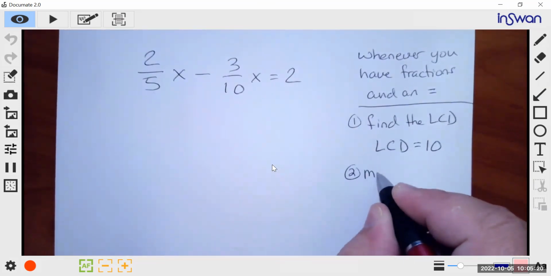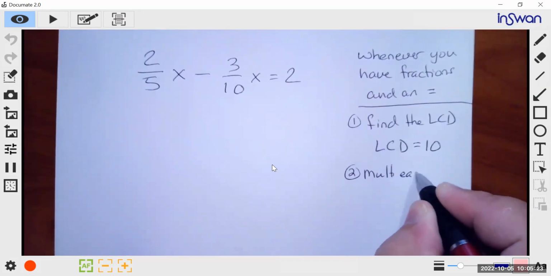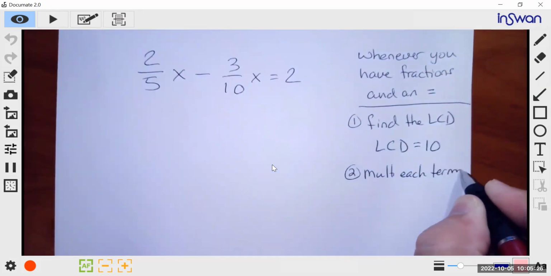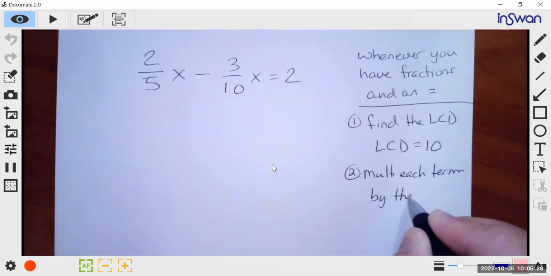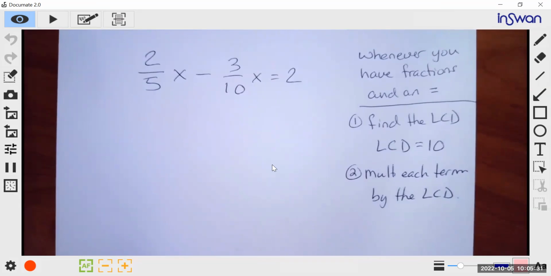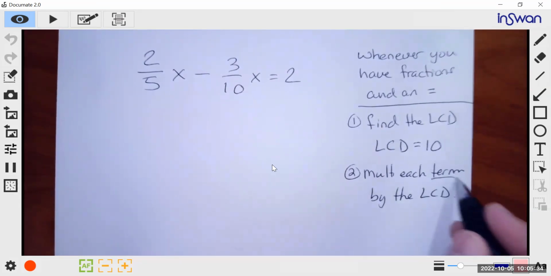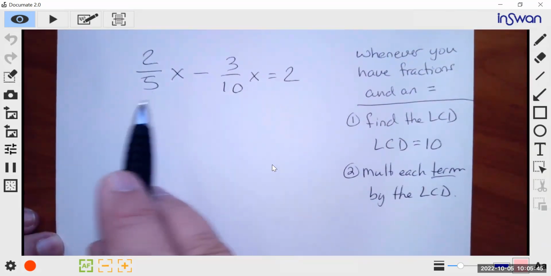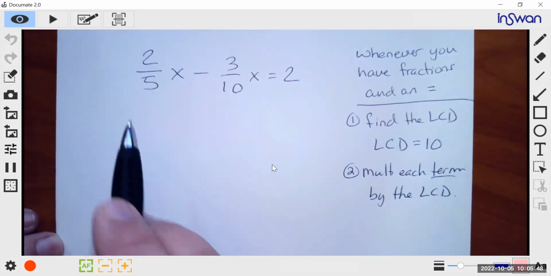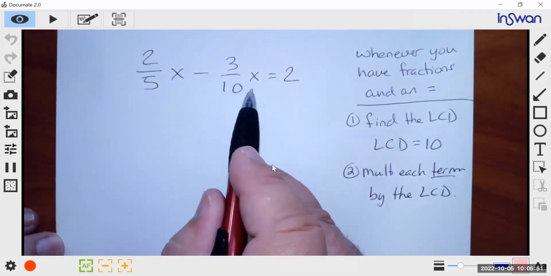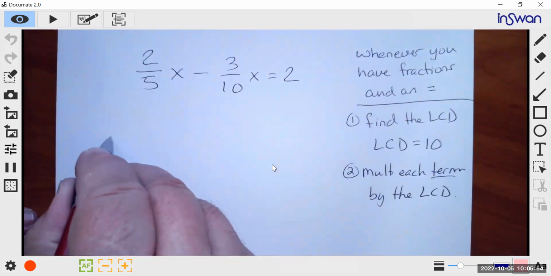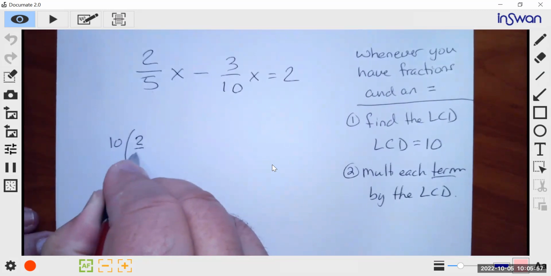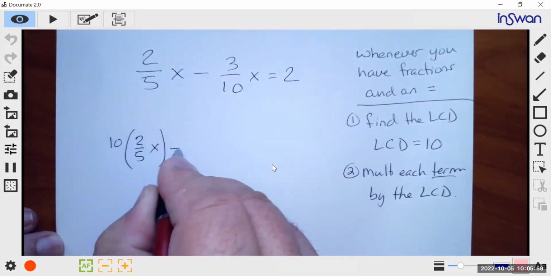Second step, multiply each term by the LCD. Remember what a term was? Anything separated by a plus, minus, or equals. How many terms do we have here? 1, 2, 3 terms. So we multiply the LCD to each one of these terms.